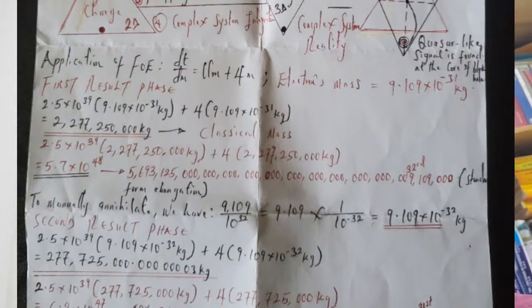Take note that with this value, there is no decimal point there. So we have it to be 9,109.